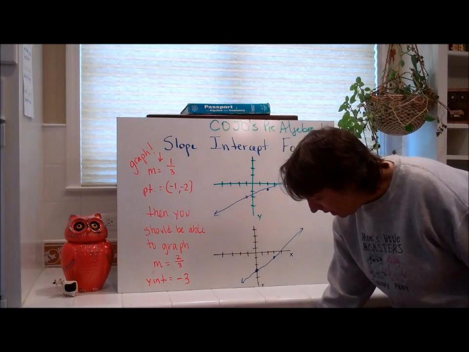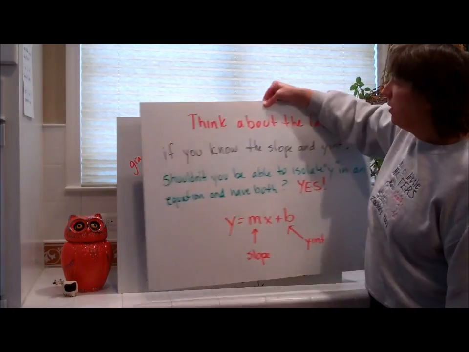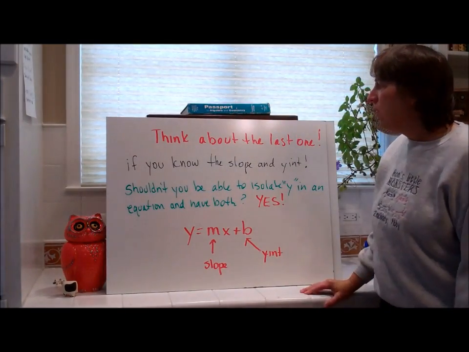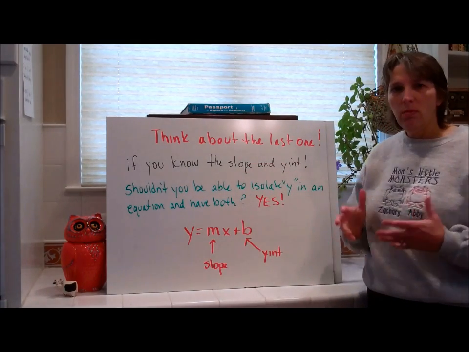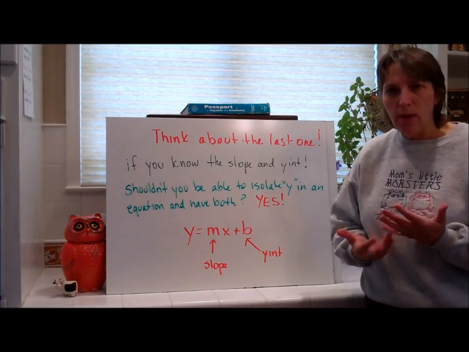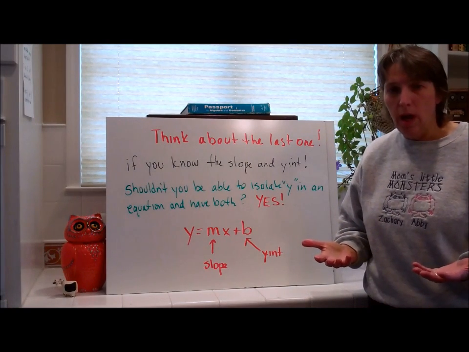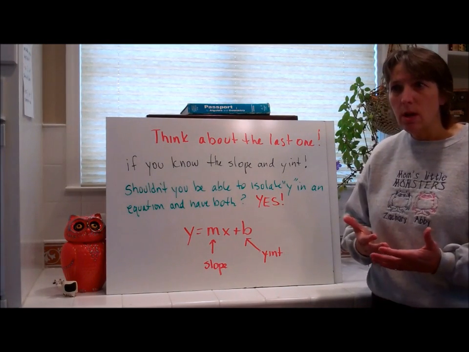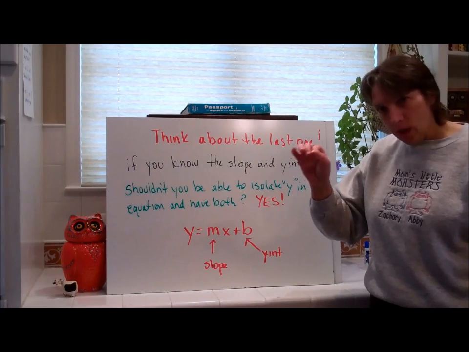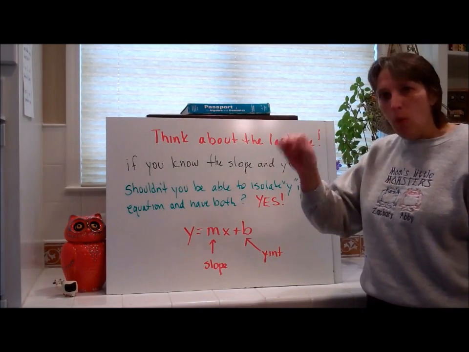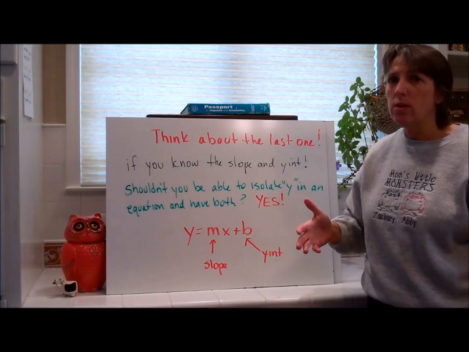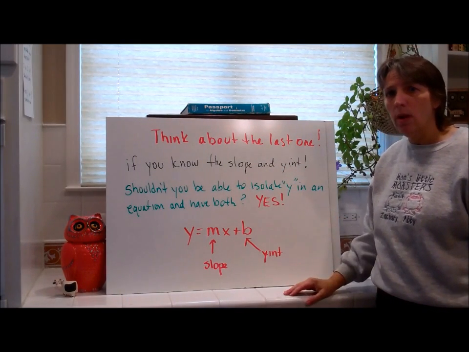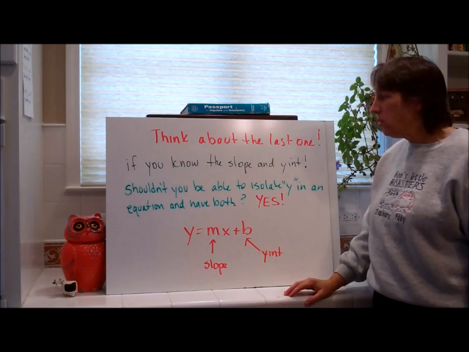Alright, so think about the last one I gave you. If you know the slope and the y-intercept, then you can graph a line. Because that's inevitably a point and then the relationship of the next point. So if I give you the y-intercept and the slope, then you can graph the solution to an equation.